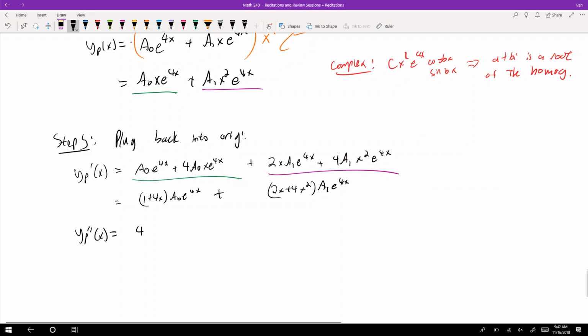So this is 4 times a naught e to the 4x plus 1 plus 4x times 4a naught e to the 4x. And then the second term, the derivative of the parentheses is 2 plus 8x times a1 e to the 4x. And then the second part here is 2x plus 4x squared, and this is 4a1 e to the 4x. All right, so like I said, ample opportunity to make an algebra mistake here.